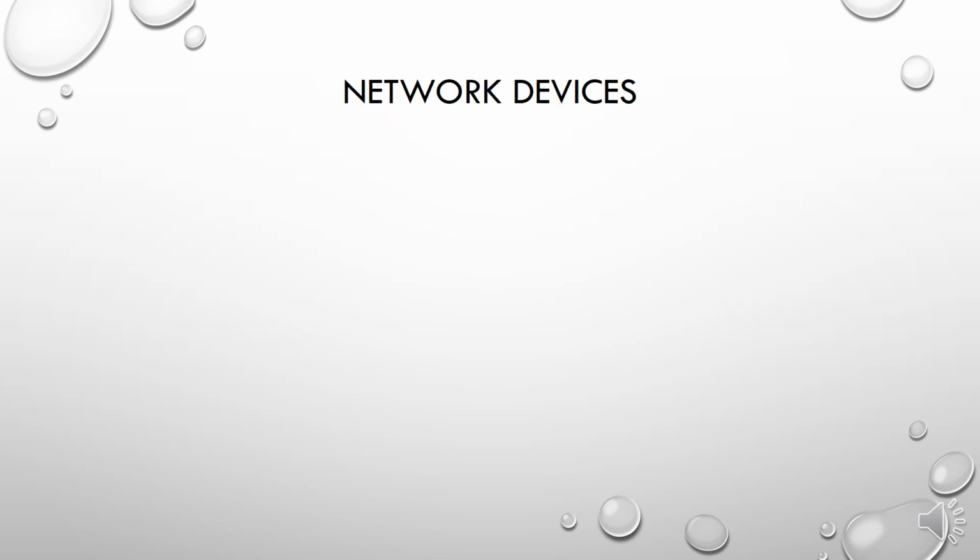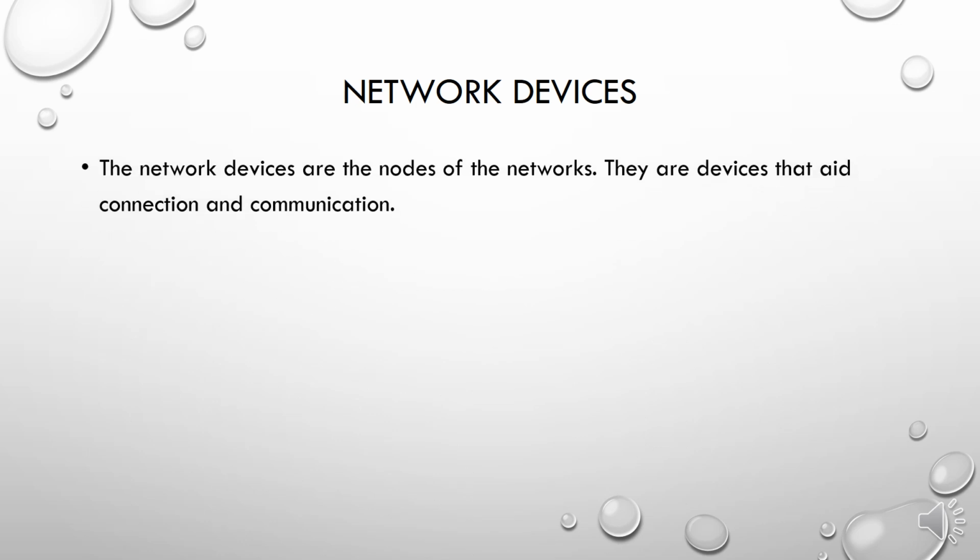So that is the end of the network topology. Now we are going to discuss network devices. The network devices are the nodes, and a node here could be a computer, a printer, an input or output device, whatever. Any device that is connecting to a network can be referred to as a node of that network.